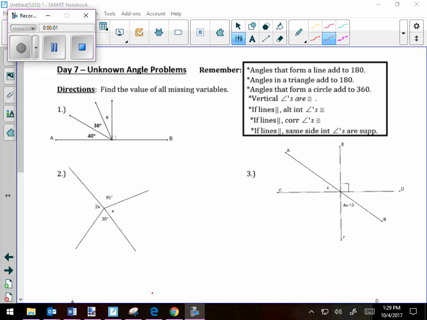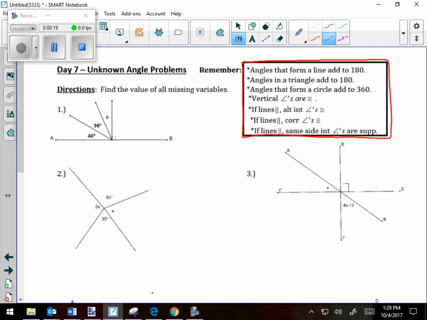Day 7, unknown angle problems. On day 7, unknown angle problems, you're going to be asked to find missing variables in the picture. We have a set of pieces of information here in this text box, which are things that we have used throughout this unit.